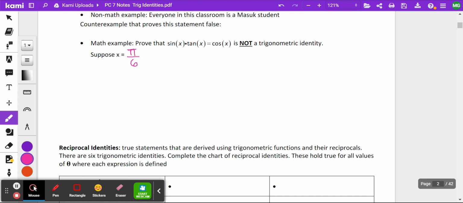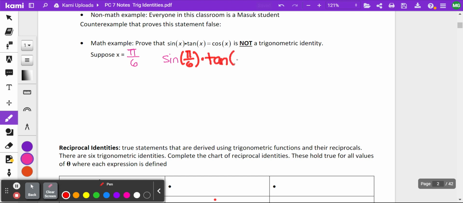So essentially, we'll be showing that the sine of pi over 6 times the tangent of pi over 6 actually does not equal the cosine of pi over 6. We're going to start off by stating that it does equal it.